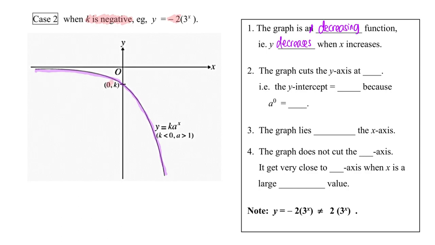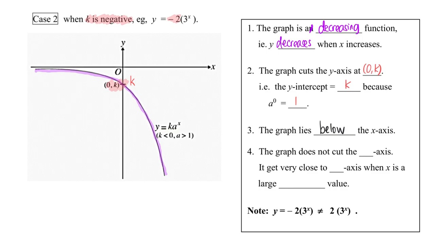Next observation will be at this point here where the y-intercept is k. So it cuts the y-axis at k. At this point 0, k, the y-intercept is k because a to the power of 0 is equal to 1. So y equals k times a to the power of 0 is always equal to k. So the y-intercept is k, okay? Another observation is that the entire graph lies below the x-axis.